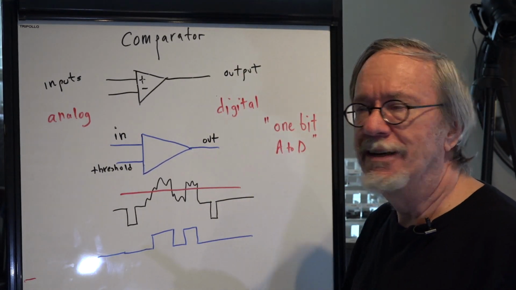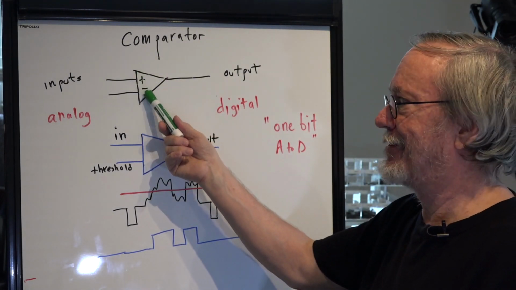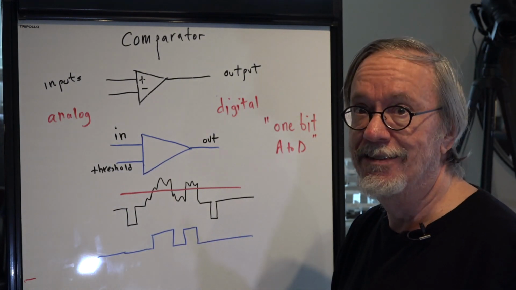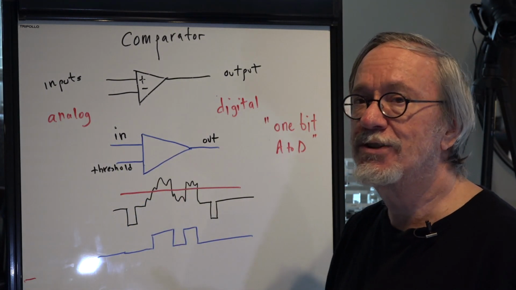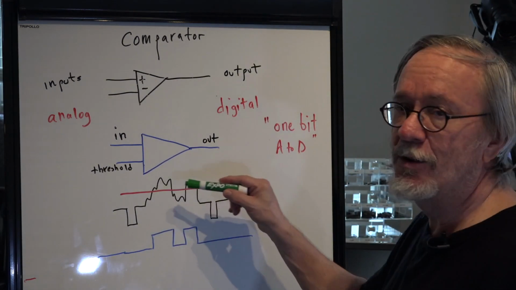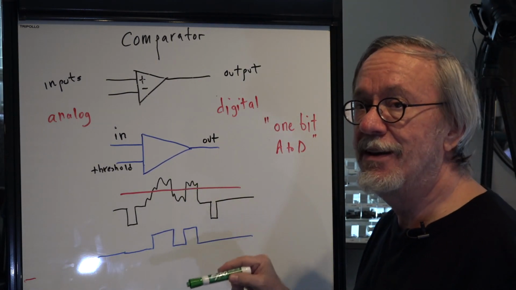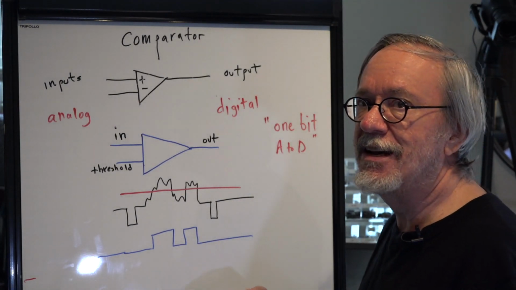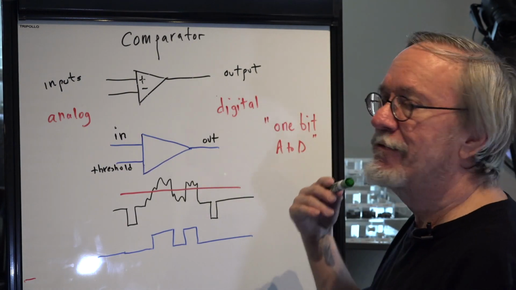Instead of saying inverted and non-inverted, we could just say it has 2 inputs. We're going to call one the in and the other the threshold. This will work for us. And then the output. I've drawn a little waveform here that looks like video. Good old black and white standard definition NTSC, could be PAL, video.